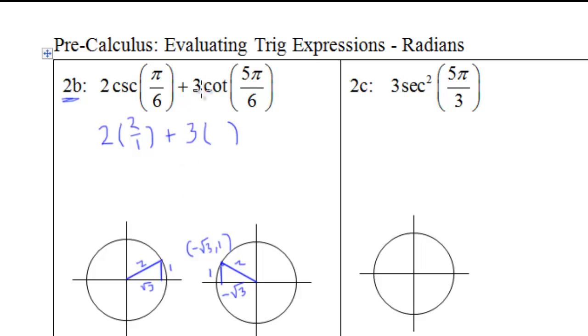So now it's the cotangent of 5 pi over 6, and cotangent is x over y. So I'm going to take the x coordinate, negative root 3, and put that over the y coordinate, which is 1. And then simplify that expression. So it is 4 minus 3 root 3.